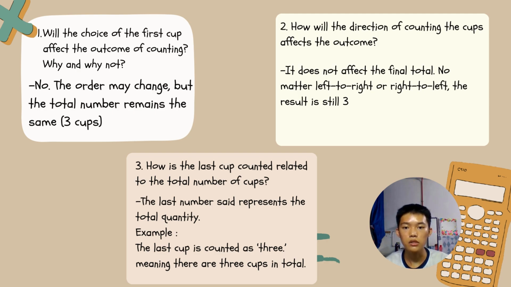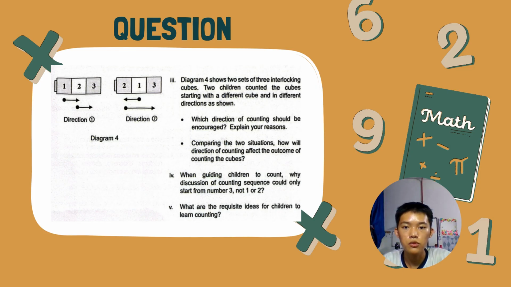The third question is, how is the last cup counted related to the total number of the cups? So the answer is the last number said represents the total quantity. For example, if the last cup is counted as 3, it means that there are 3 cups in total. The third question is, diagram 4 shows two sets of three interlocking cubes. Two children count the cubes starting with a different cube and in different directions as shown. So the question is, which direction of counting should be encouraged, and explain your reason.